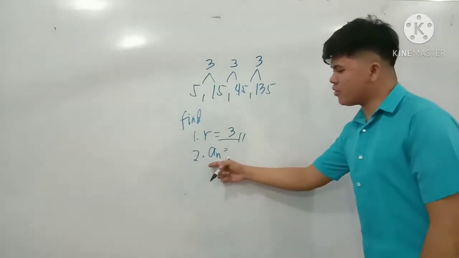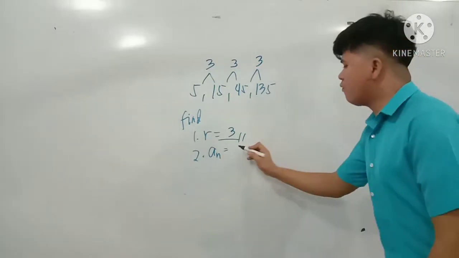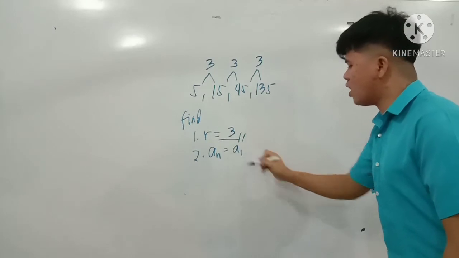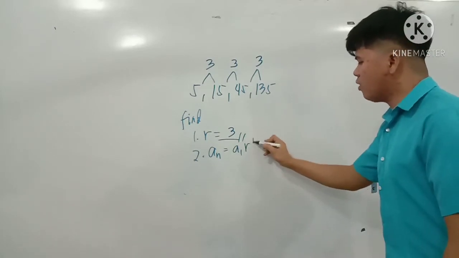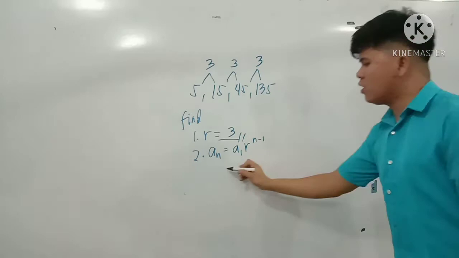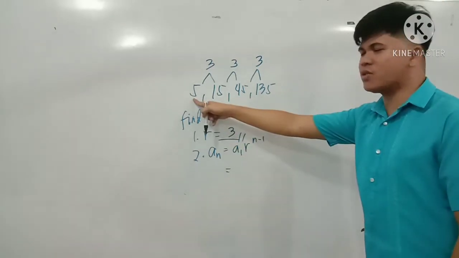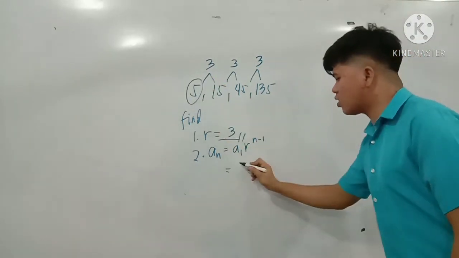Then, for the general term, we simply use the format, which is a sub 1 times r raised to n minus 1. So we substitute first the first term, which is 5.